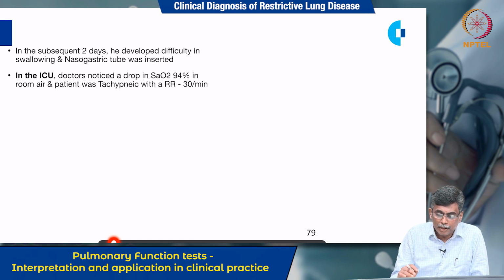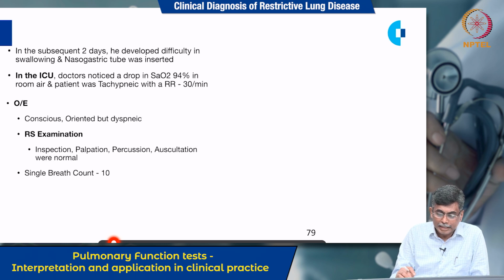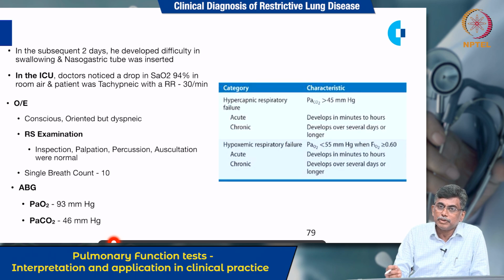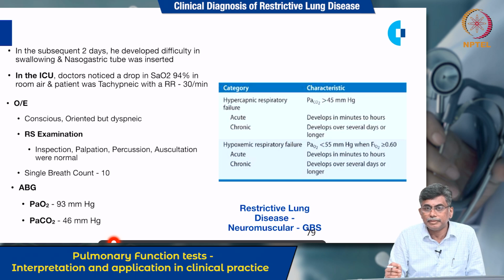In the ICU, doctors noticed a drop in the saturation to 94% in room air. The patient was tachypneic. On examination, the respiratory system was normal. His single breath count is low, only 10. ABG shows a decrease in PaO2 and also an increase in PaCO2. So this comes under what is called type 2 respiratory failure or hypercapnic respiratory failure, which is the classical thing which occurs in restrictive lung disease.